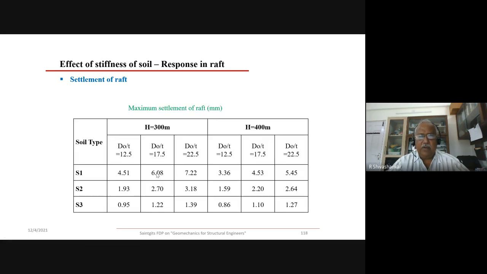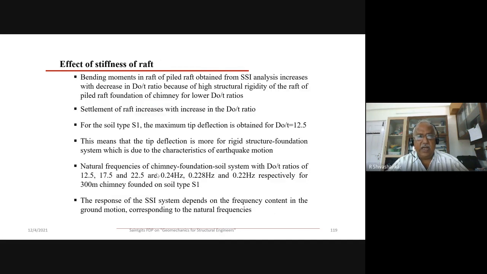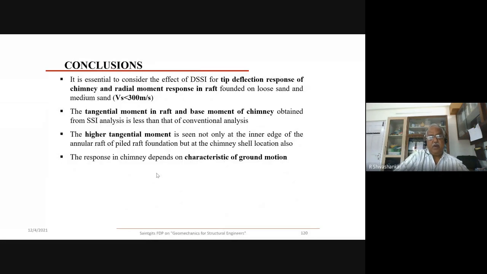But you need good software which can analyze this, and you can vary the parameters. You can do a parametric study and find out. Sometimes our codes are over designing, and sometimes they are under designing. So it's always better to compare the codal provisions with some sort of soil structure interaction study.